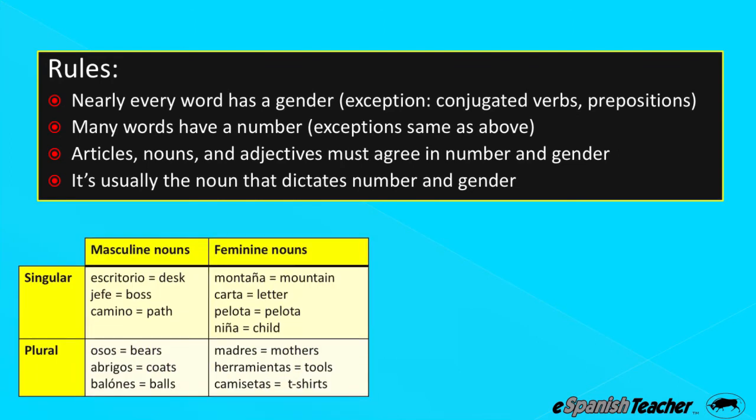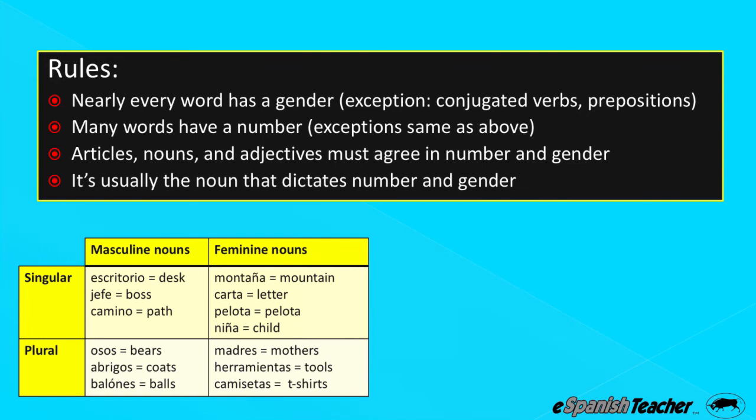Here is a table of nouns. Now, it's more like a matrix. So in this top left box, you have singular masculine nouns. Okay, so escritorio, desk, jefe, camino. Okay, and to the right of that are singular feminine nouns. Montaña, carta, pelota, niña.